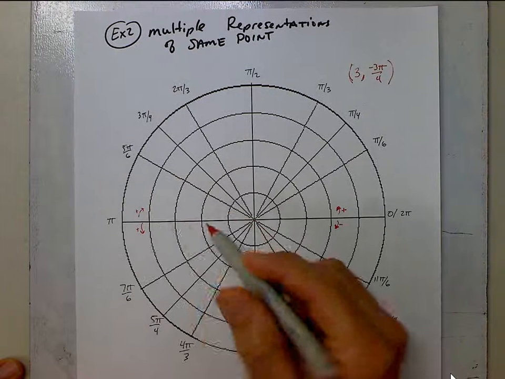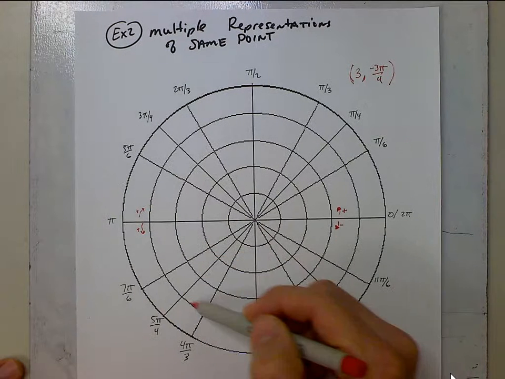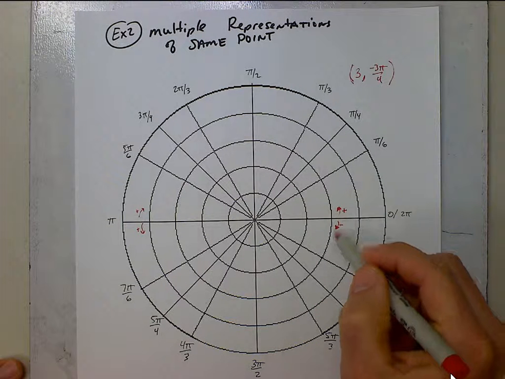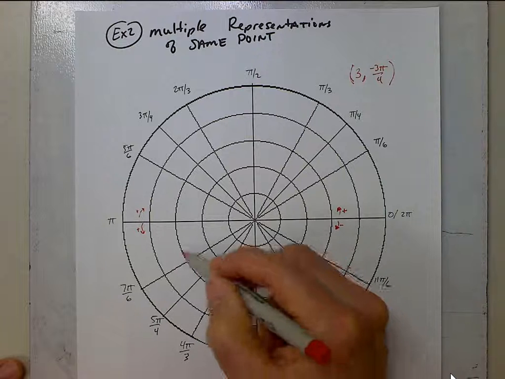So anything going counterclockwise is considered a positive angle. Anything going clockwise is considered a negative angle. Okay?